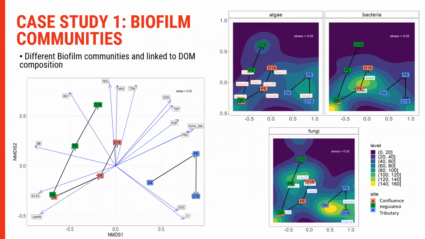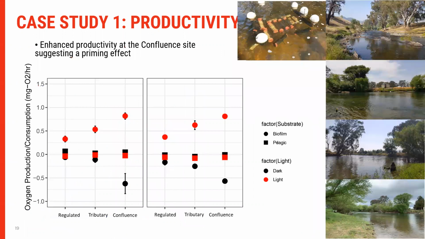So we thought that during a storm event, you're going to get higher flows of this tributary influence in microbial communities. And what you see, you do see some transition, but during day 4, for some reason, the confluence was actually similar to the regulated. And when we link that to DOM composition, it suggests that the different types of organic matter may play a part in the different microbial communities. But what does this mean for productivity?